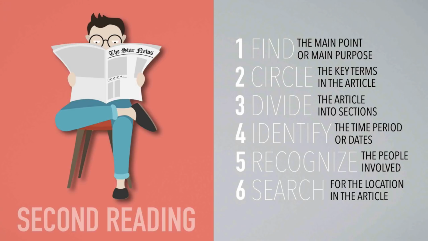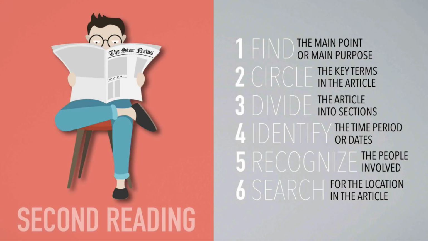Number 5, recognize the people involved. As you're reading through the article, you want to find out who is this article relating to? Who is it talking about? Okay? And last, number 6, search for the location in the article. Where is this taking place? Is it in America? Is it in Europe? Is it in Asia? Where exactly is the article talking about?